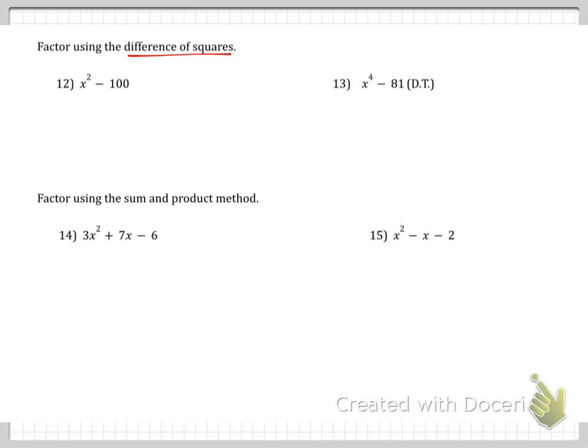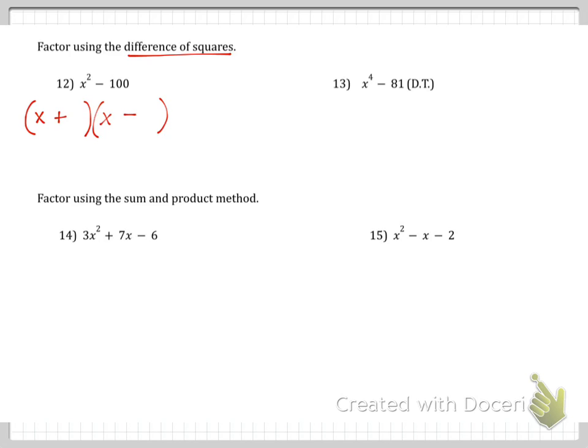Here we have x squared and we have 100, so this definitely works for number 12. And the way you set it up is you put 2 sets of parentheses, one with a positive in the middle and one with a negative. And then you take the square root of the first term. Well, the square root of x squared is x.